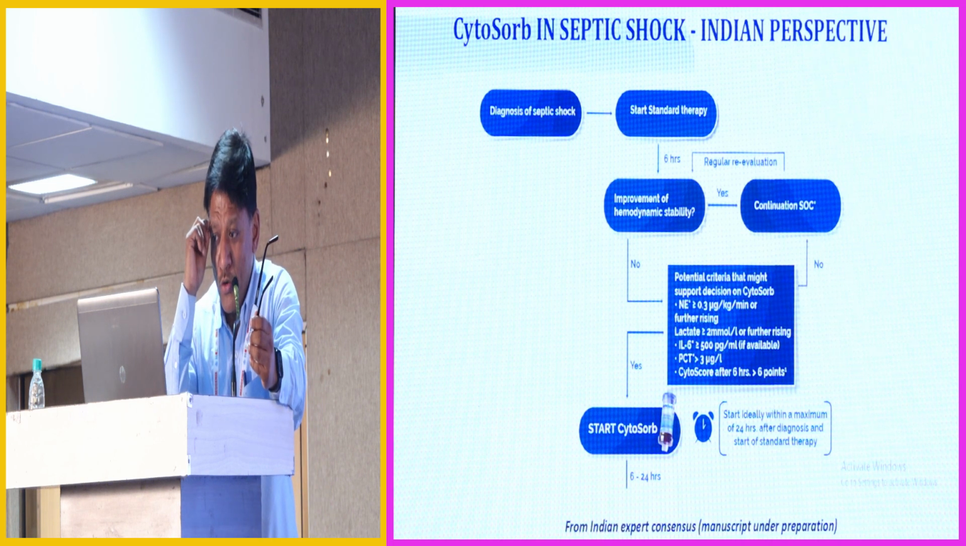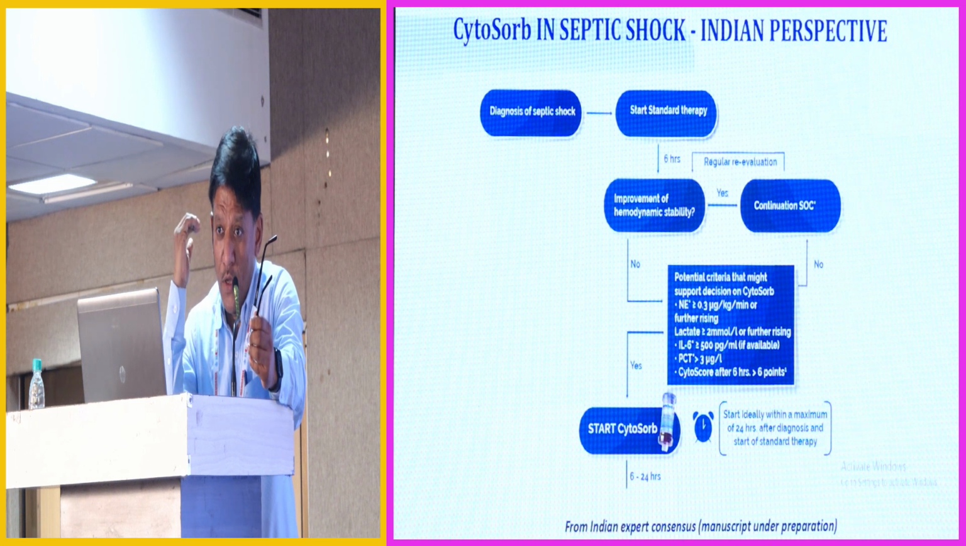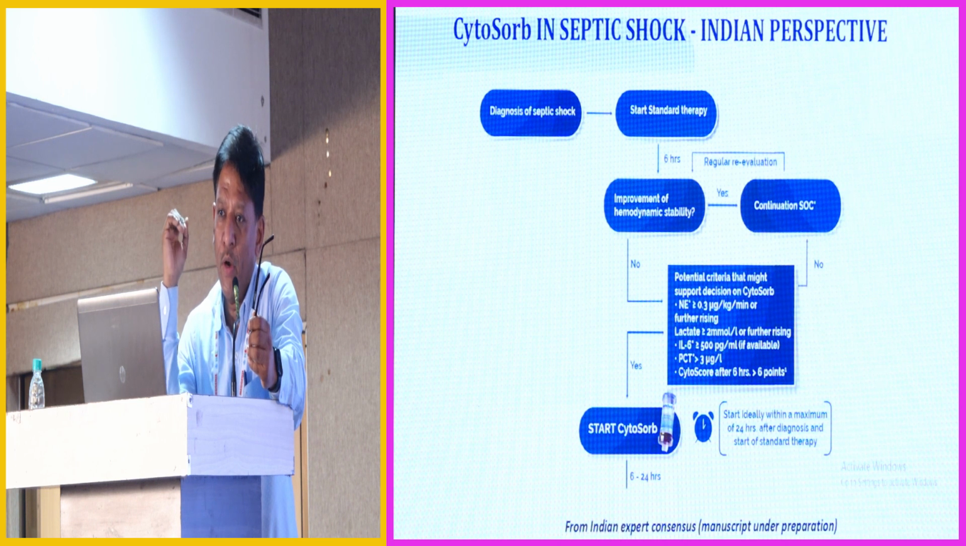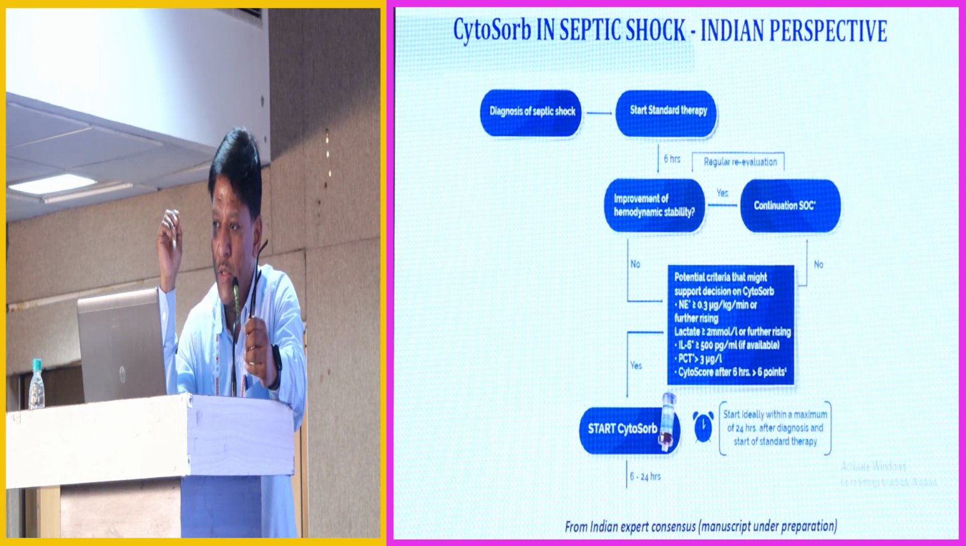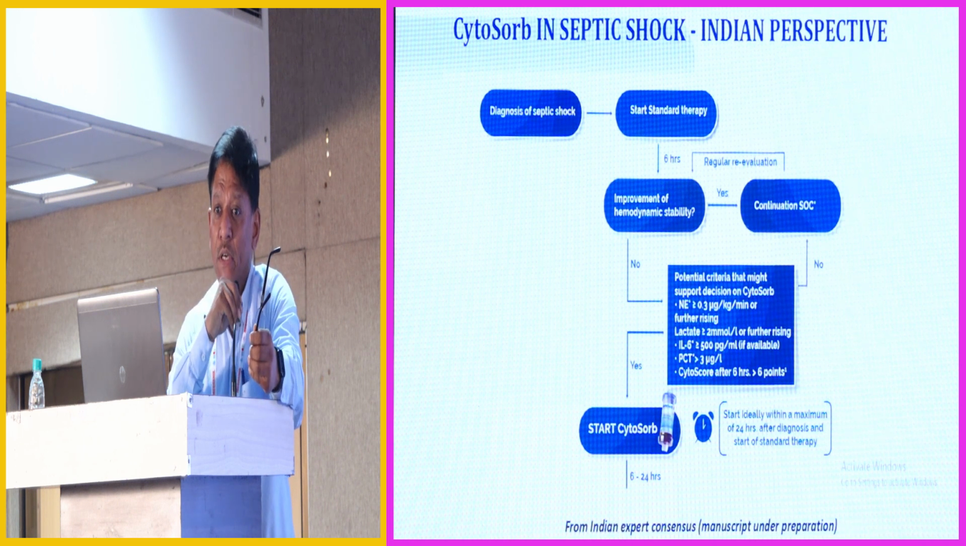So basically, when we are diagnosing septic shock, use standard therapy. In the first 6 hours, there is no discussion of CytoSorb. Use standard therapy: your fluids, your antibiotics, vasopressors, whatever. After 6 hours of standard of care, you look at the patient and see whether the noradrenaline requirement is increasing. We have set a number of 0.3 or more, based on whatever data we have from all over the world. But look for rising noradrenaline requirements and rising lactate levels. We do lactate at 0 and 6 hours, part of the sepsis protocol. You also have a procalcitonin report by then, and it is high.